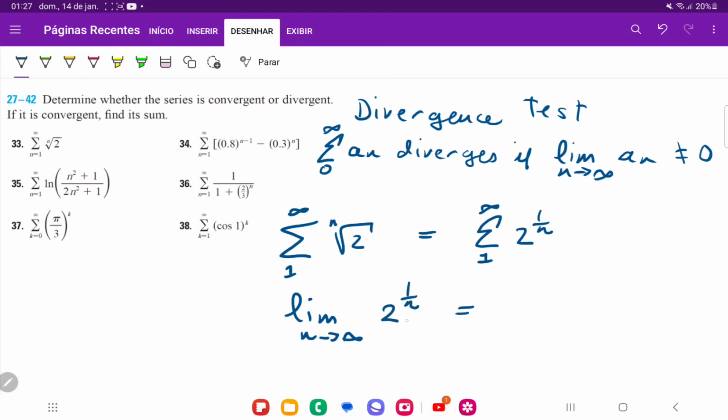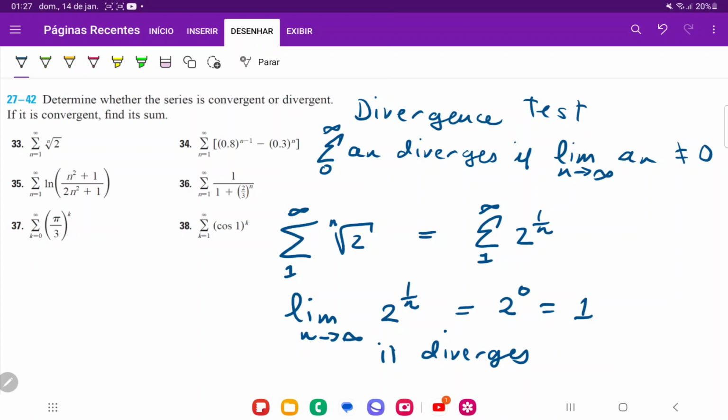Well, if we do this, then the top, 1 divided by infinity, that limit is going to go to 0. It's going to be 2 to the power of 0, which is the same thing as 1. So what it means is that as n gets really large, every term that you add is essentially like adding 1. So clearly, if you just keep adding 1 indefinitely, that's not going to converge. And so it diverges. It diverges because it fails the divergence test.